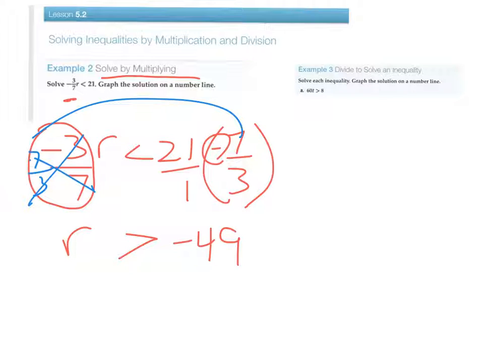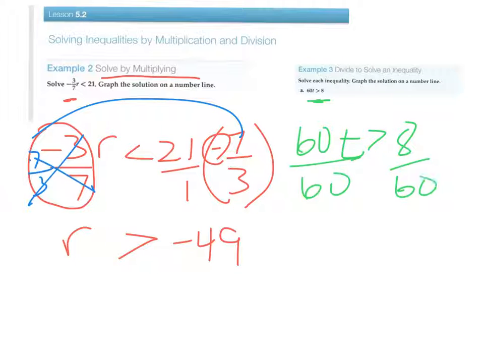Okay, let's look at the next one. This one we're going to solve by dividing because it's being multiplied, the letter is, so I'm going to divide by it. So if I take 60t greater than 8, I'm going to divide by 60. Divide by 60. And in that case, we just reduce the fraction. 4 goes into that 2 times, 4 goes in that 15, and so I get my fraction 2 over 15.